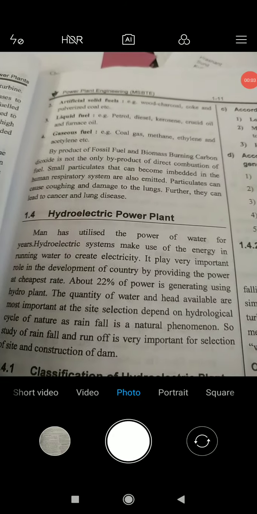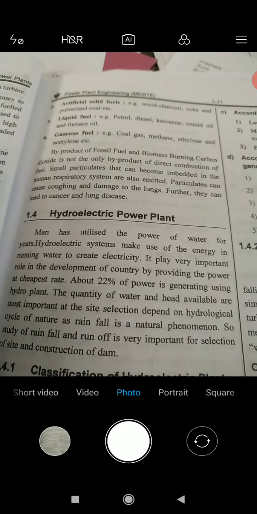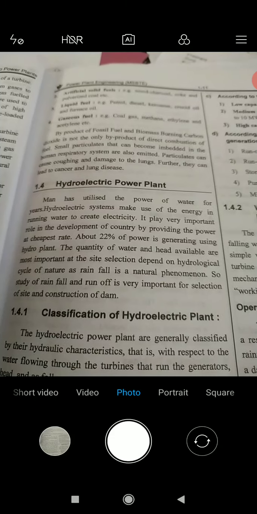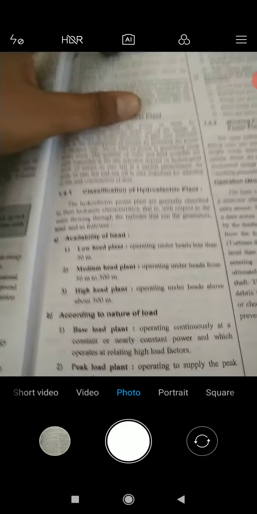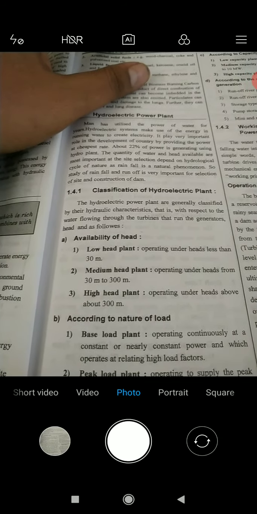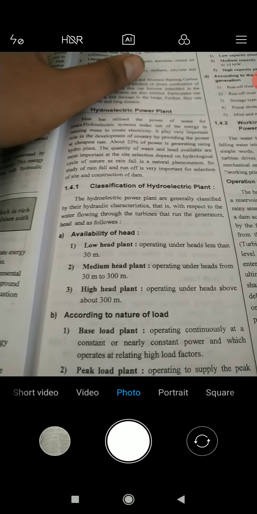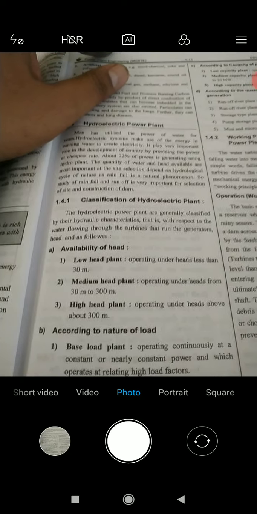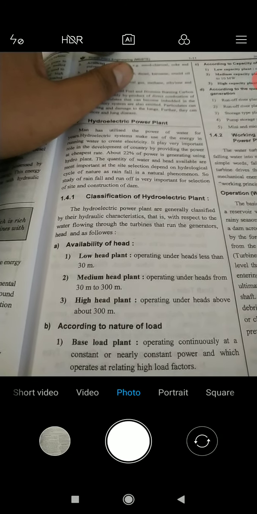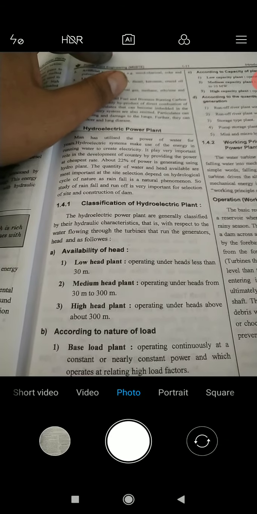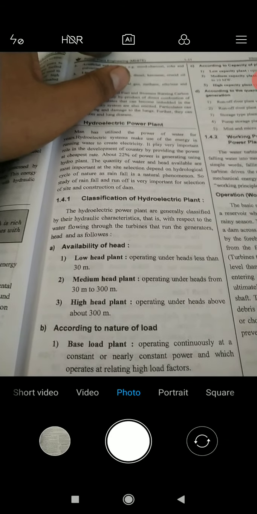Okay, now the next power plant we are going to show you today is the hydroelectric power plant. About 22% of power is generated using hydro power plants. Now, the classification of hydroelectric power plants. Basically, it is available on the basis of head: low head plant, medium head plant and high head plant. Low head plants operate under heads less than 30 meters. Medium head plants operate under heads from 30 meters to 300 meters. High head plants operate under heads above about 300 meters.